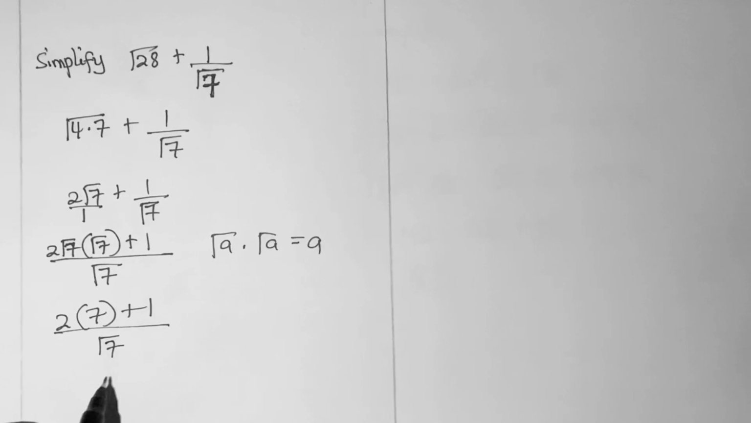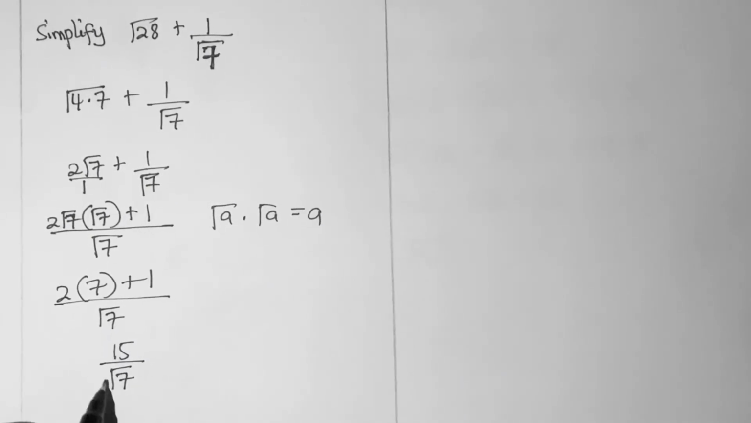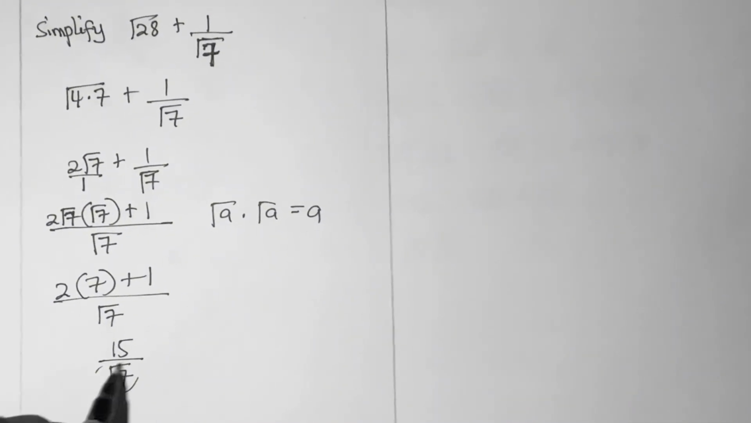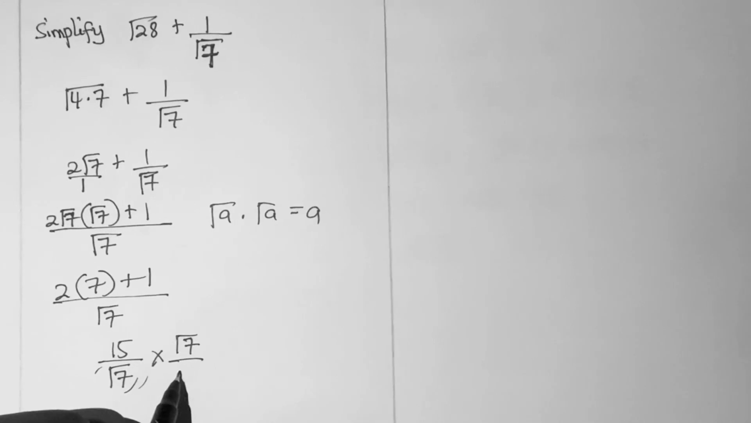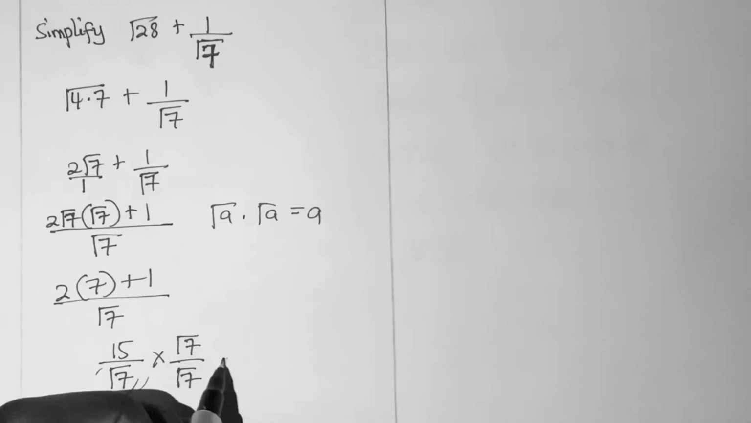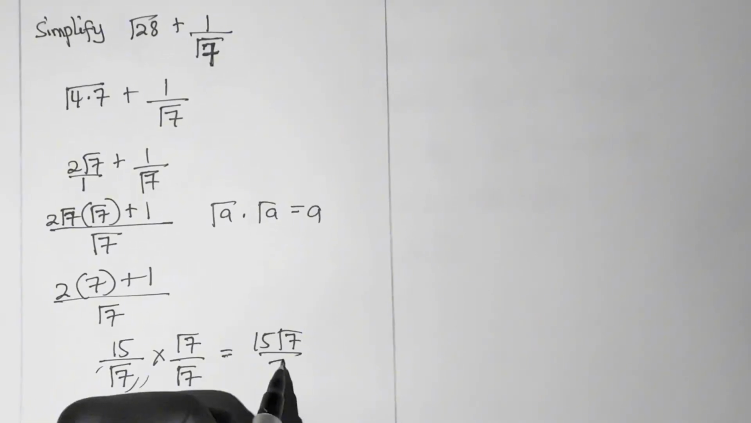14 plus 1 is 15. So this is equal to 15 over root 7. However, because there is a surd in the denominator, we need to rationalize. So this becomes root 7 divided by root 7. And then that will give us 15 root 7 divided by 7.